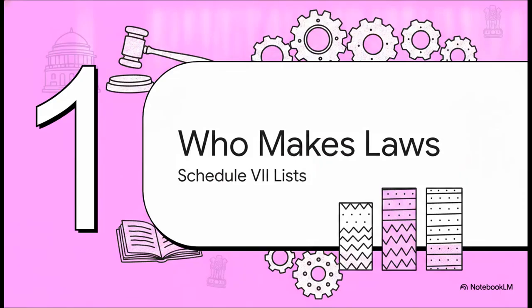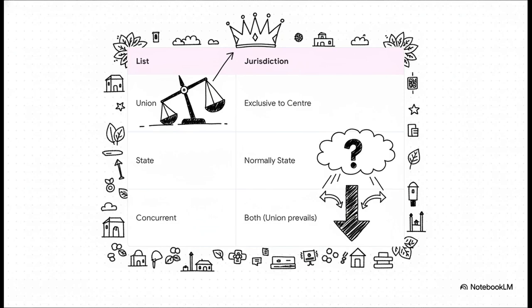Okay, Section 1. Who makes the laws? Let's take a look at the three lists of Schedule 7. The Constitution basically organizes all lawmaking power using Schedule 7, and it divides subjects into three distinct lists. You have the Union List, which contains the most numerous and important subjects. The center has exclusive jurisdiction there. Then we have the State List, where states typically call the shots. And finally, there's the Concurrent List, where both can legislate.